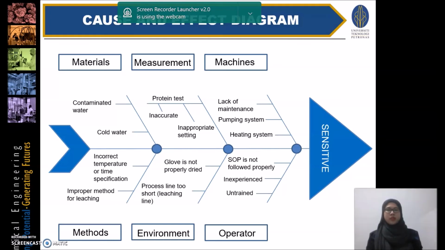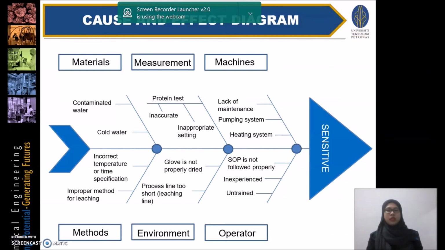The next problem discussed is the surface of the glove is too sensitive as the residual chemicals and proteins on the surface of the glove are not completely removed. The causes of this problem are divided into multiple branches. Firstly, the machines involved in the process are due for maintenance, hence it cannot perform at expected rate. The pumping system for the water exchange rate cannot achieve the needed heat. The heating system that heats up the water is losing too much heat to the environment.